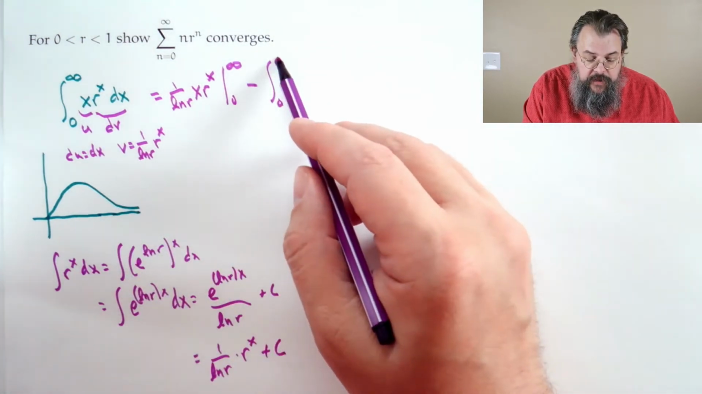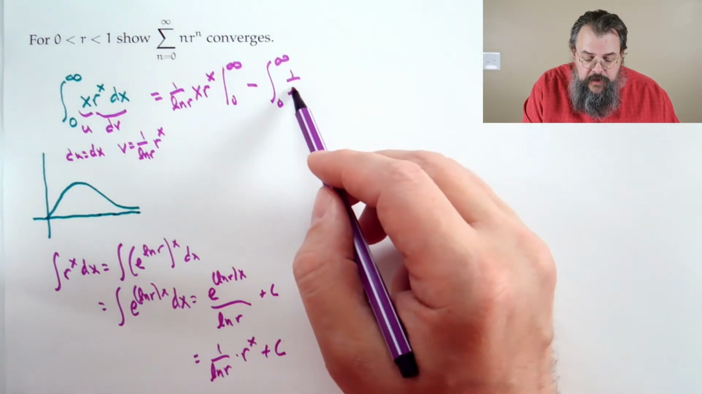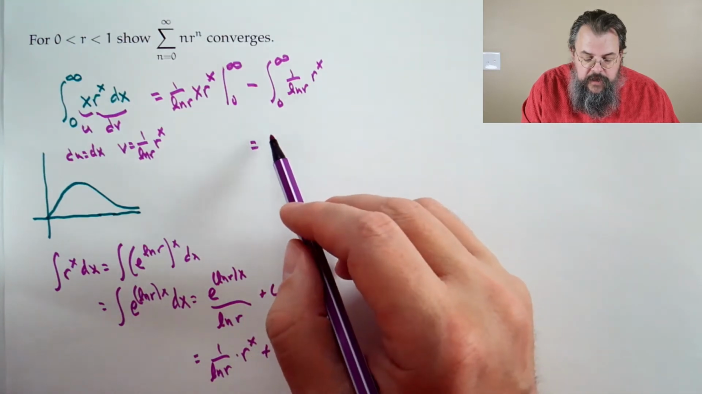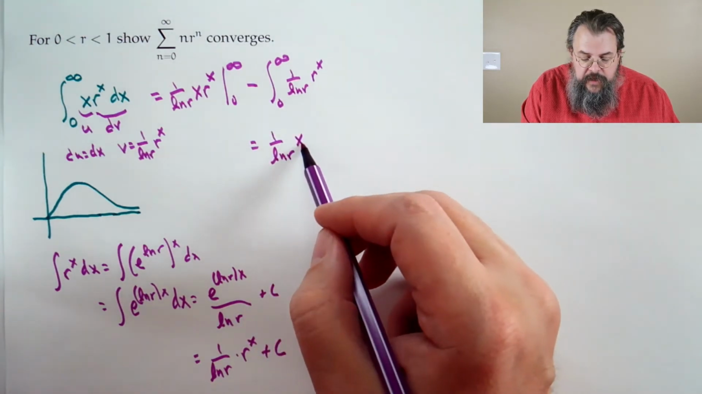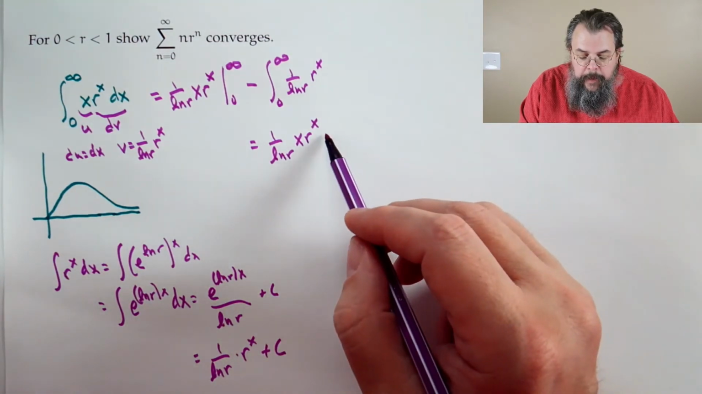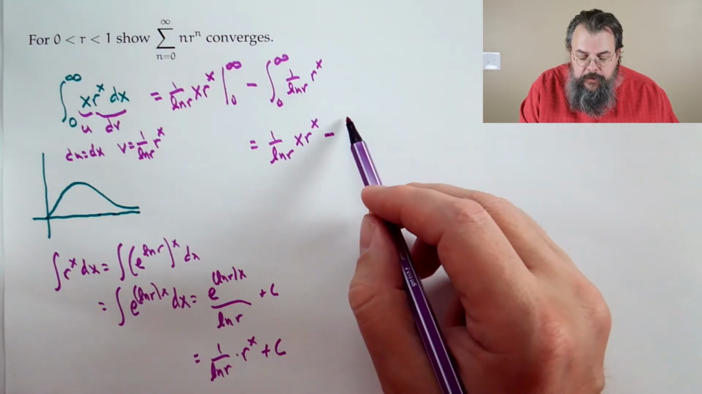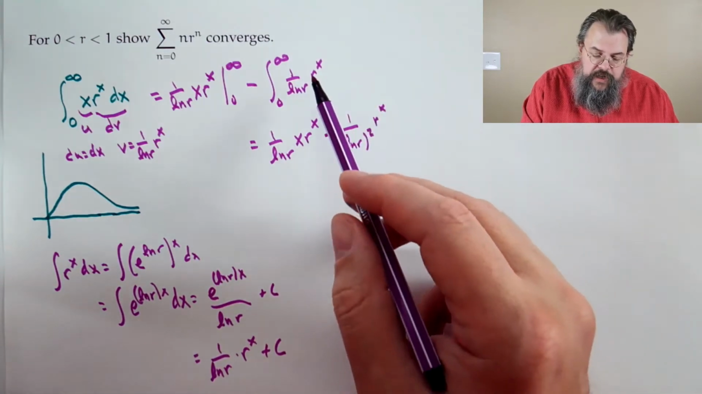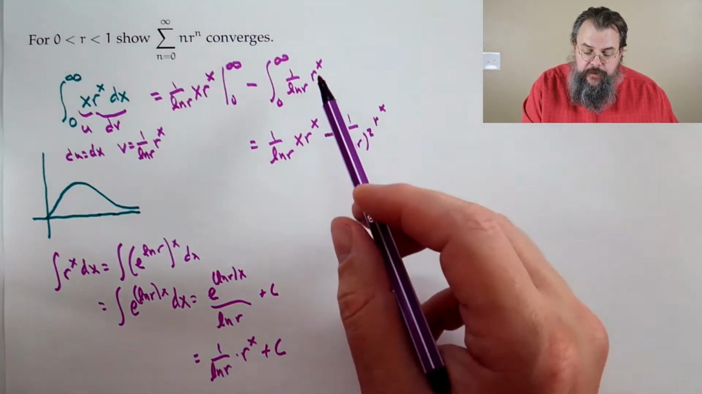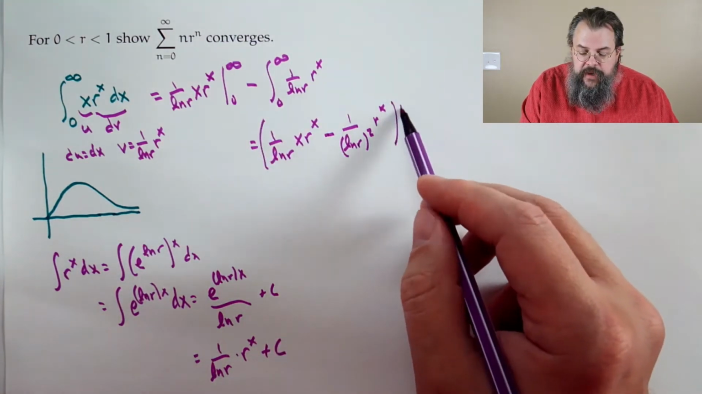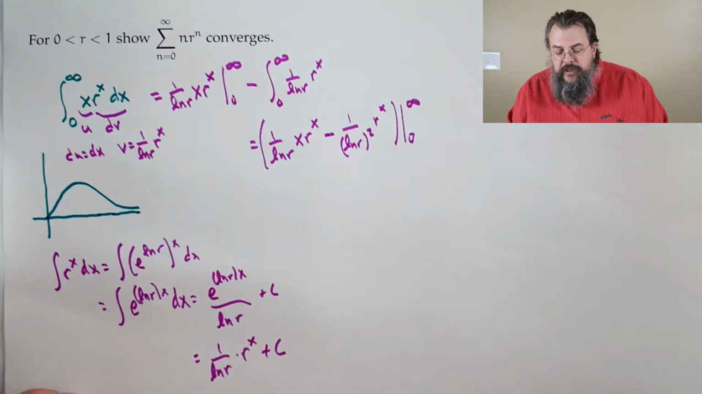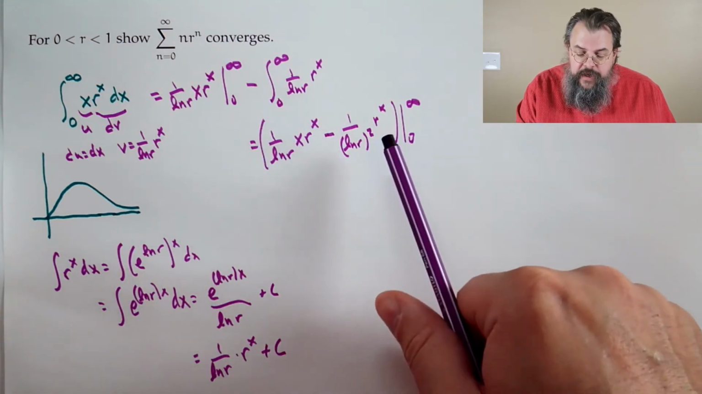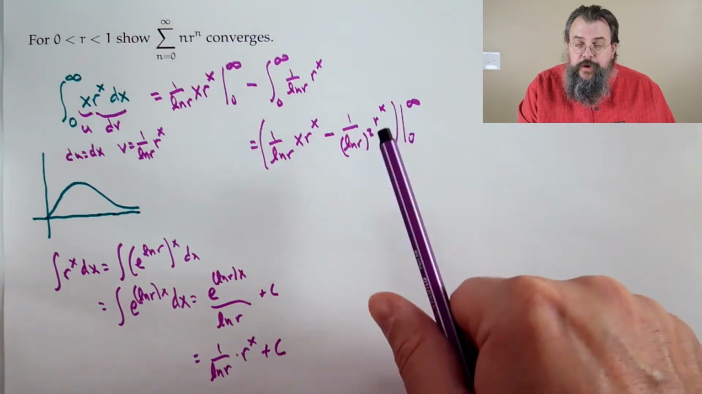And it's still 0 to infinity, by the way. And so v du is 1 over log of r, r to the x. So we get 1 over log of r, x, r to the x, minus, and here we get 1 over log of r squared, r to the x, because you bring down another natural log of r when we integrate the second time, and evaluate 0 to infinity. All right, great. Now, if you plug in 0, you'll get 0 in the first term. r to 0 is 1, so you end up with 1 over log of r squared.